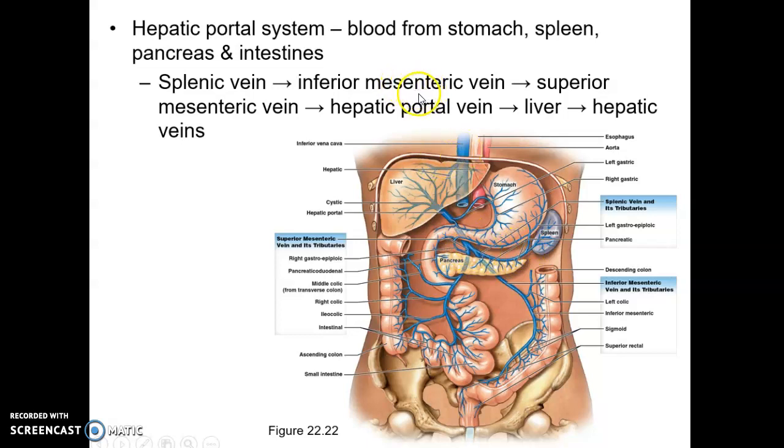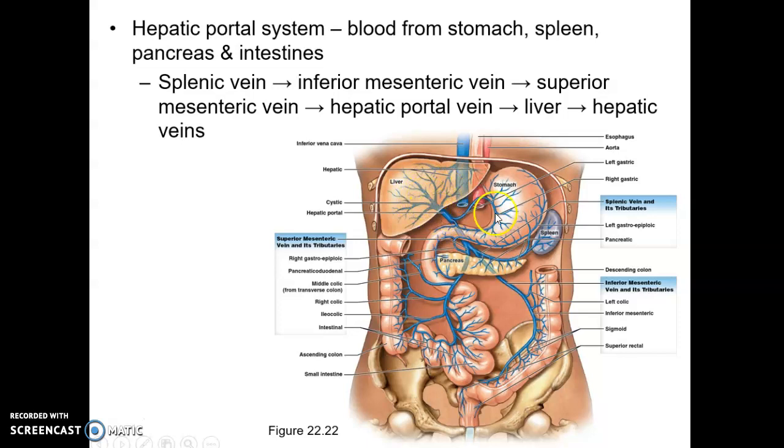Remember, the mesentery helps hold the intestines in place. So here is the inferior mesenteric vein. It merges with the splenic vein. Then the superior mesenteric vein, where's my cursor? Here we go, is on this side. Superior mesenteric vein. And then where these all merge together, you have a fairly large hepatic portal vein there, heading right into the liver.